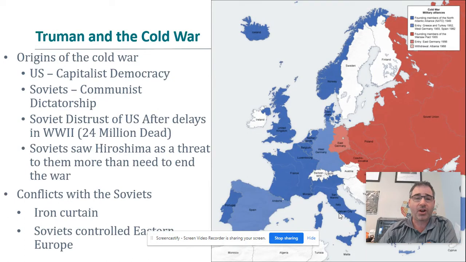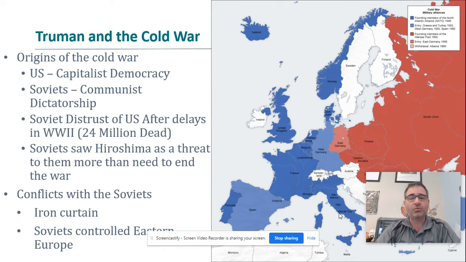Now, to start things off, we need to understand a little bit about the Cold War itself, and we need to understand the president at the time and how the Cold War starts to develop. The president at the end of World War II, the one that actually made the decision to drop bombs on Hiroshima and Nagasaki, was President Harry Truman, and he's going to get reelected in 1946 or 48, I can't remember offhand.